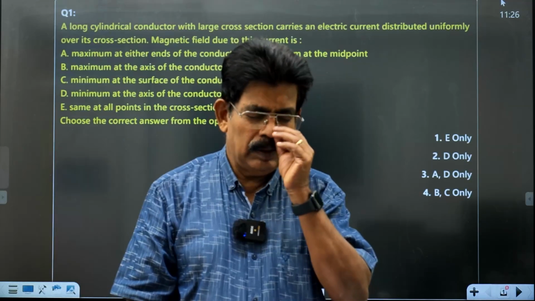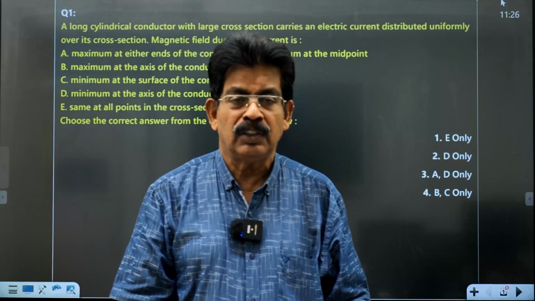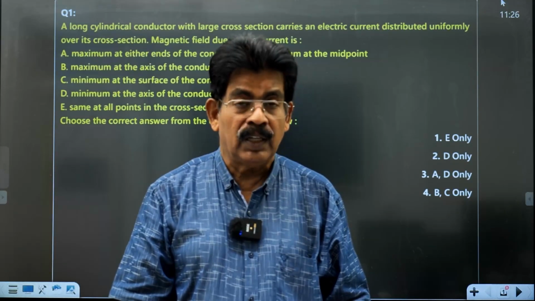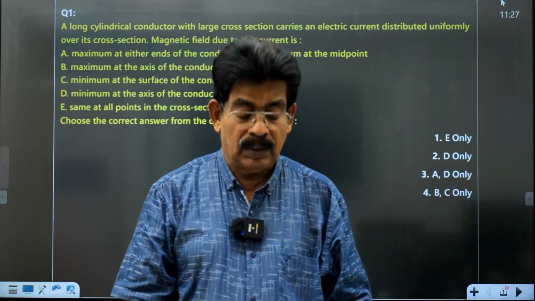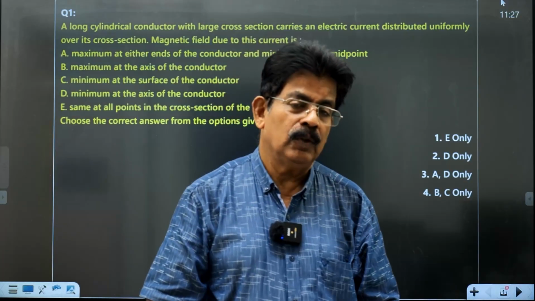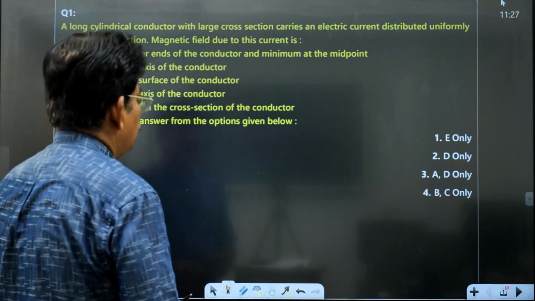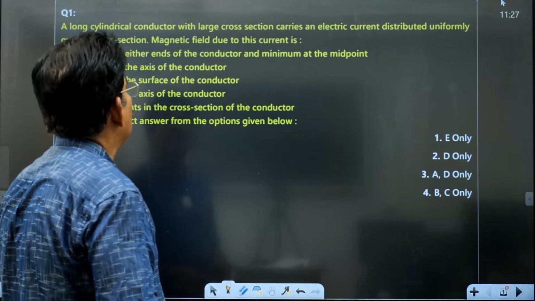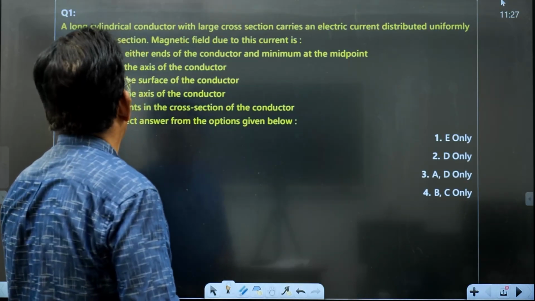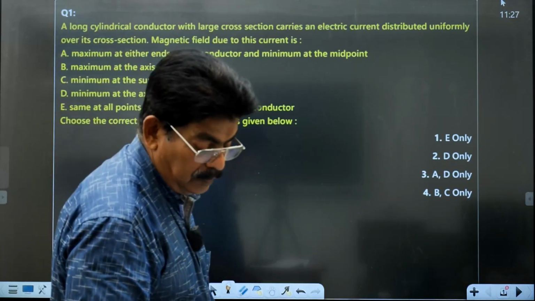The questions asked in the JEE Mains 2026 January session. The chapters included are magnetic effect of current, magnetism, and electromagnetic induction. Listen. Now, question number 1. A long cylindrical conductor of large cross-section carries electric current distributed uniformly over its cross-section. The magnetic field due to this current.